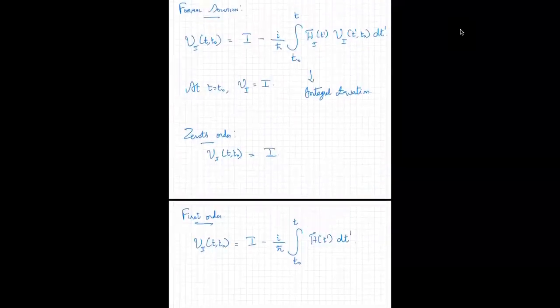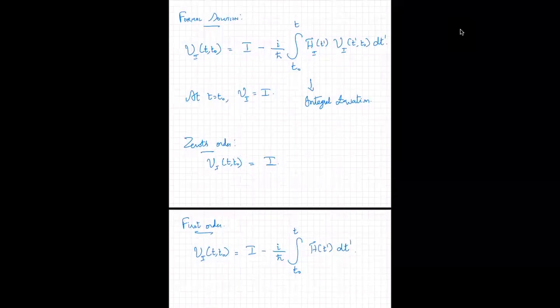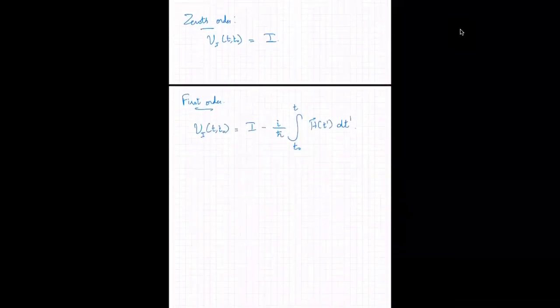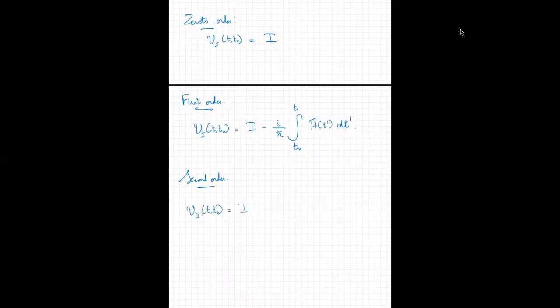So this is why this particular picture is very clear, because generalizing to second order and third order becomes quite straightforward. Why? Because if I want the second order solution, what should I do? UI of t, t0 is I minus i over h bar integral t0 to t of H tilde of t prime. Now I should compute U to first order. So in this, the U over here, I should insert this particular U. Okay, so this is basically I minus integral t0 to t, H tilde of t prime, and I'll use a different symbol, dt double prime, dt prime.